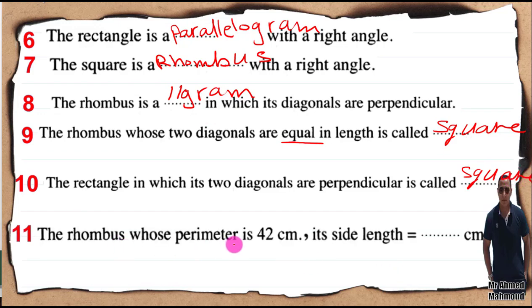The rhombus whose perimeter is 42. We know that the sides of the rhombus are equal. So the side equals what? The side equals 42 divided by 4, which is equal to 10.5.